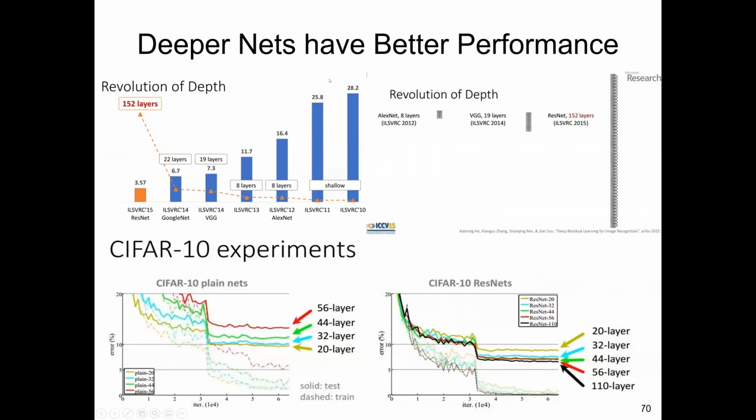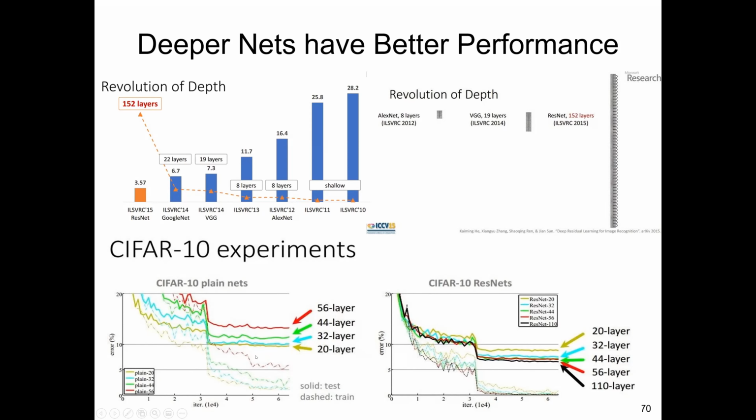So this is the ImageNet competition. ImageNet is called the Large Scale Visual Recognition Challenge. It's just ImageNet. I forgot the acronym. You can see that with an increasing number of layers, the error rate is decreasing year by year. And the depth is increasing tremendously, from AlexNet's 8 layers to VGG's 19 layers to ResNet's 152 layers.